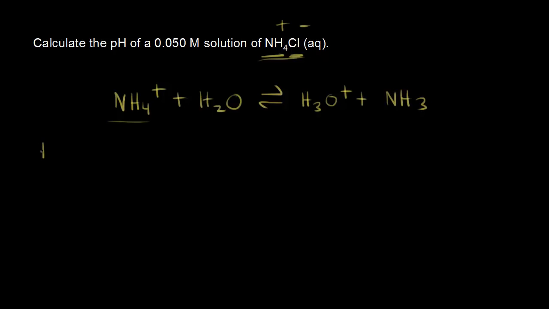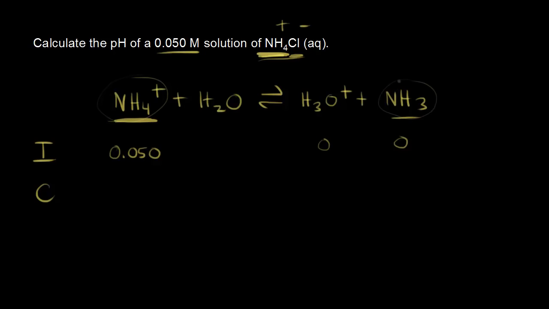All right, so let's start with our initial concentrations. We're trying to find the pH of our solution, and we're starting with a 0.050 molar solution of ammonium chloride. So that's the same concentration of ammonium ions. So this is 0.050 molar. And if we pretend like this reaction hasn't happened yet, the concentration of our products is 0. Next, we think about the change. And since NH4 plus turns into NH3, whatever we lose for NH4 plus is what we gain for NH3.